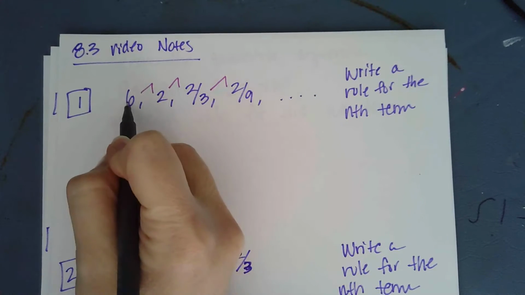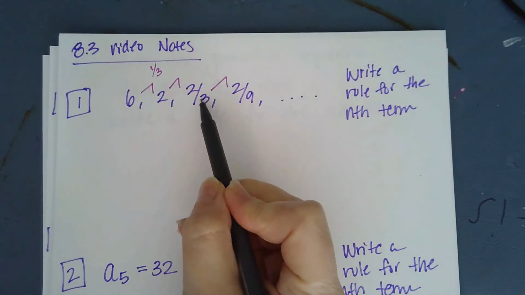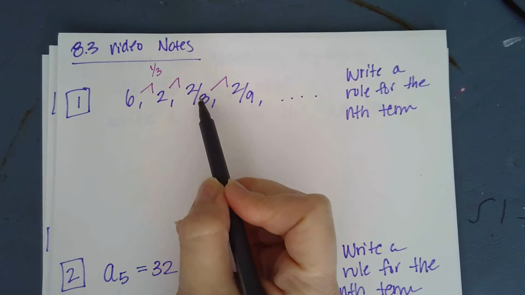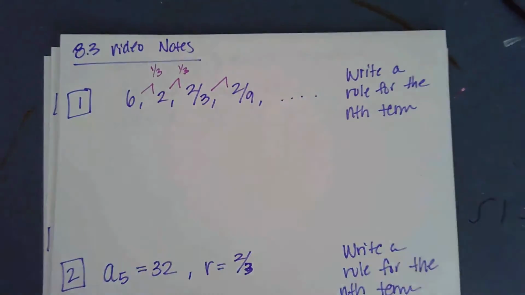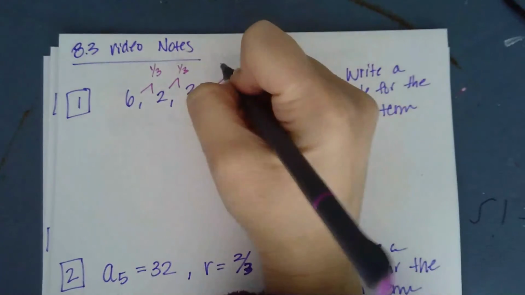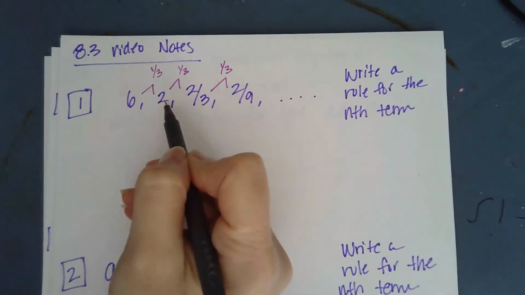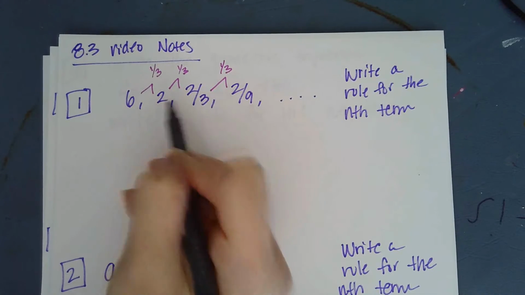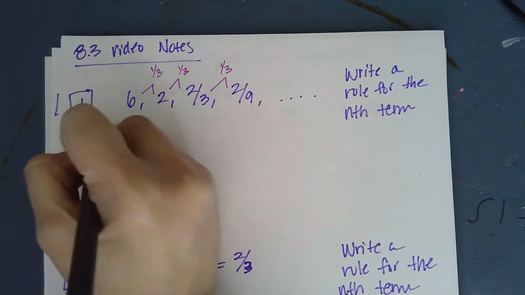you take the second term divided by the first term. So 2 divided by 6 is 1/3. And then you would do 2/3 divided by 2. Well, 2/3 divided by 2 is the same thing as saying 2/3 times 1/2, which gives me 1/3. 2/9 divided by 2/3, I would get, you guessed it, 1/3. So to figure out my common ratio, I take the second term divided by the first term, the third term divided by the second term, the fourth term divided by the third term. So what I figured is my common ratio is 1/3.